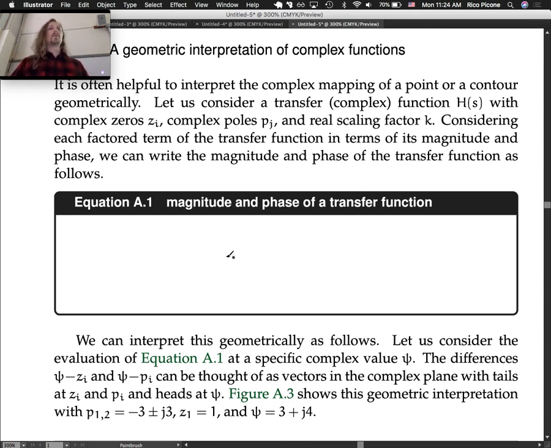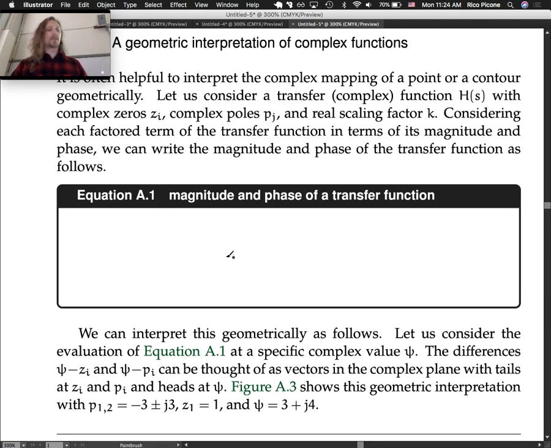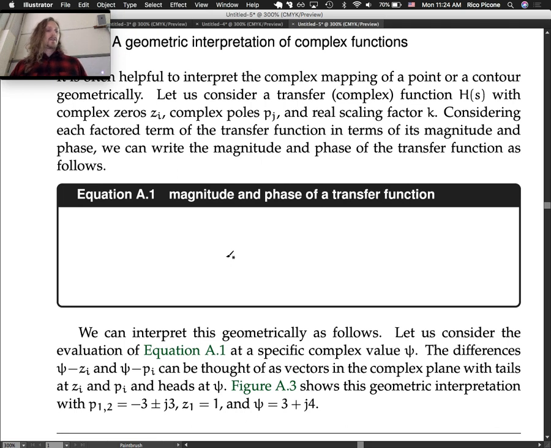So this is something that we've done previously when we talked about Bode plots, right? We took that transfer function and thought about it in terms of magnitude and phase. So this is related to that. We can write the magnitude and phase of the transfer function as follows. We've done something very similar to this before with Bode plots, but we're just reminding ourselves that we can do this.